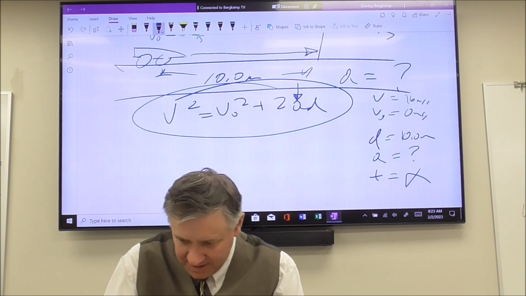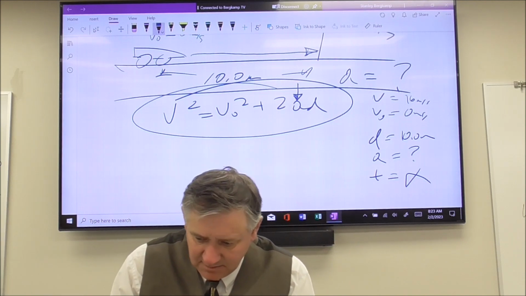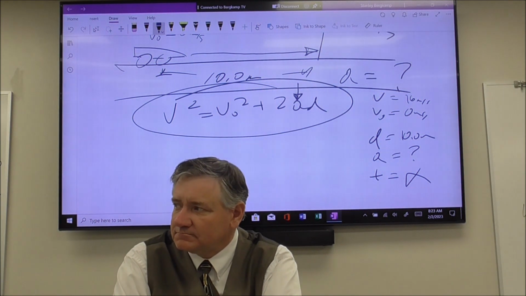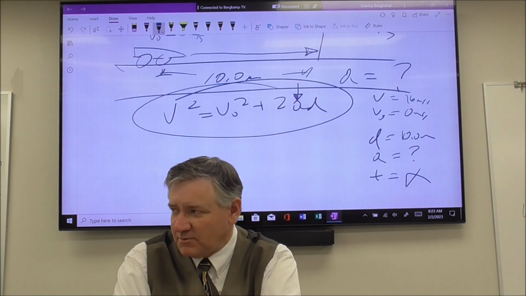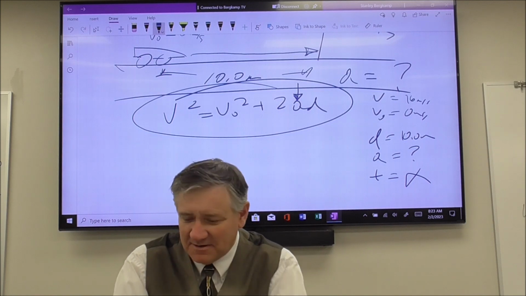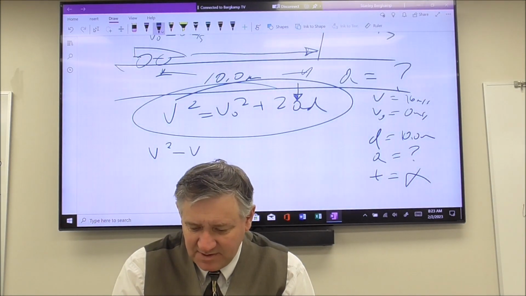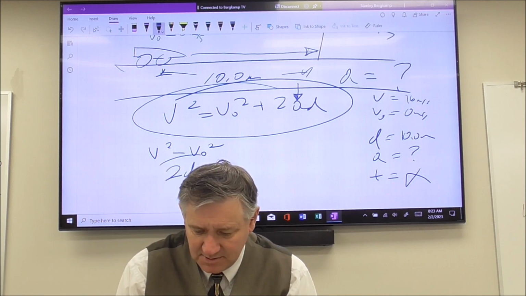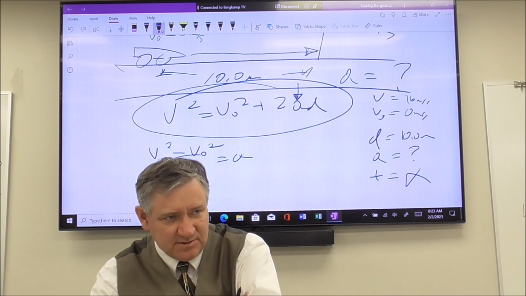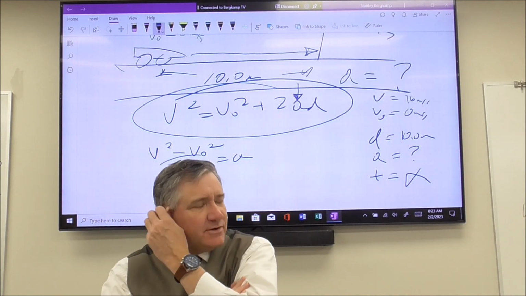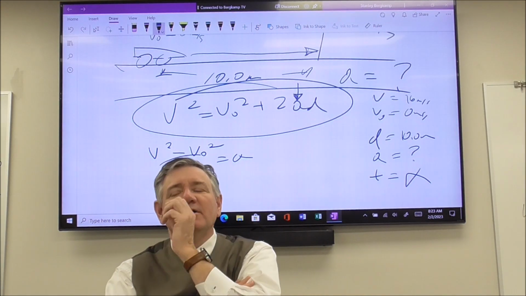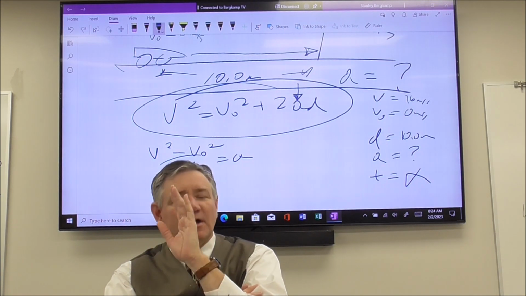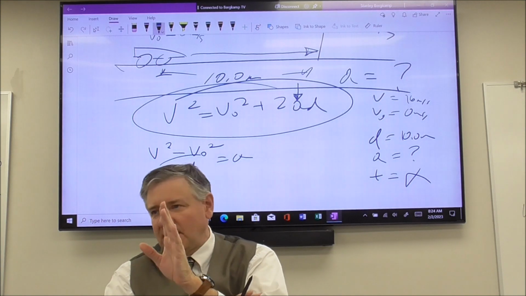So what I need to do is solve this for acceleration. So, Peyton, how can I get acceleration by itself? Start with subtraction. Yeah, subtract the v naught squared. So I'm going to have v squared minus v naught squared, then divide by 2d. There's going to be my acceleration. I beg of you, solve these equations first and then put in the numbers. It's going to make your life so much simpler.